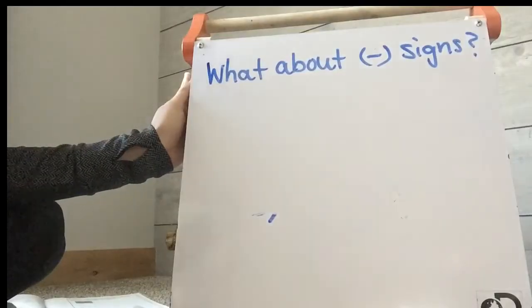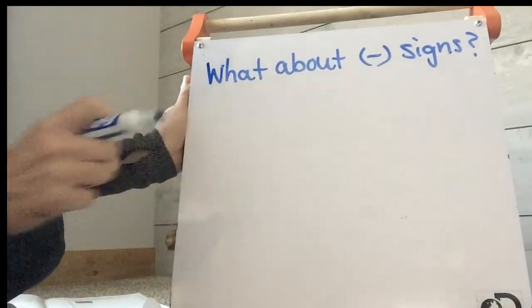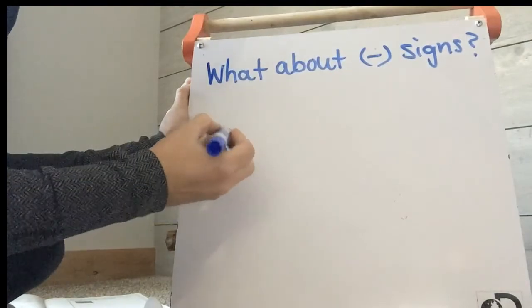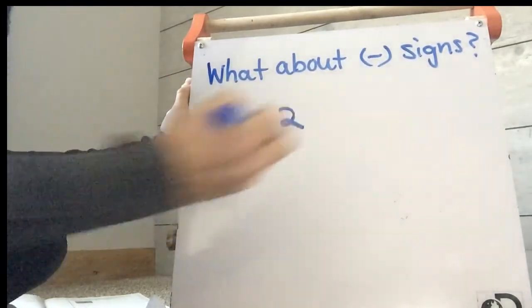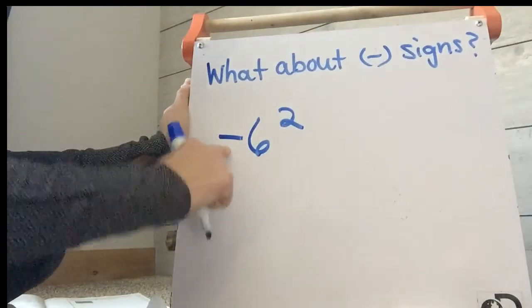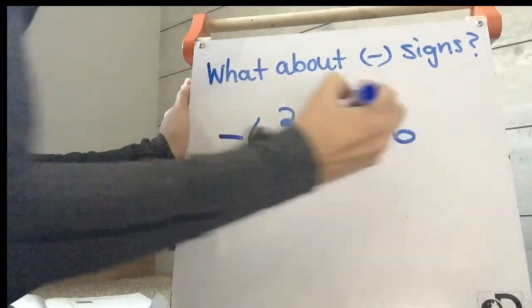What about when those negative or minus signs are involved, Mrs. Kluber? I haven't seen an example of that yet. Well, I want to remind you to not forget what you already know. And we have worked with problems like this, right? Where we're taking the opposite of 6 squared. So we get 36, and now we want the opposite of that.